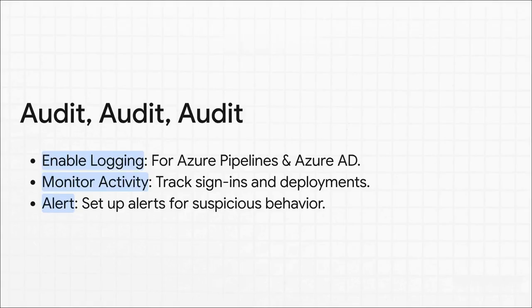And finally, you have to audit everything. I mean, everything. Turn on all the logging for Azure Pipelines and Azure AD. Monitor who's signing in, what deployments are happening, and when they're happening. And, this is crucial, set up alerts for anything that looks weird, like a deployment kicking off in the middle of the night. You have to trust, but you also have to verify.